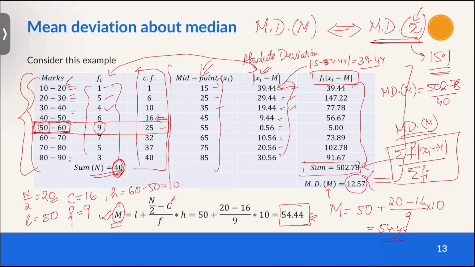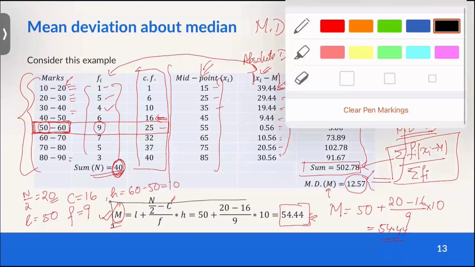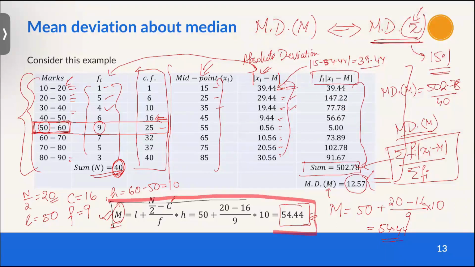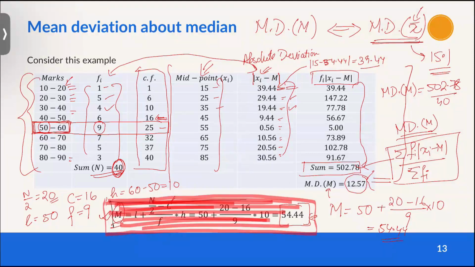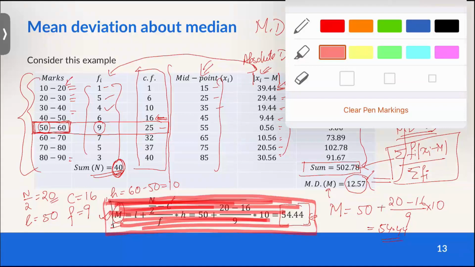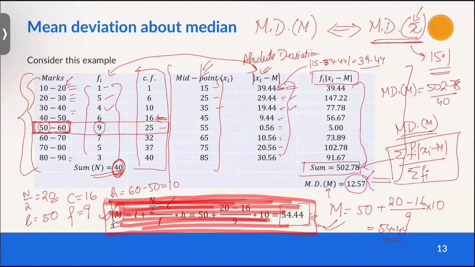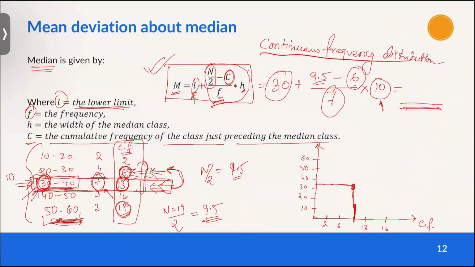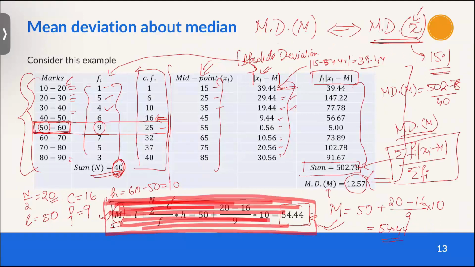So how did we calculate the median? We calculated the median using this formula. Okay. Sorry. We calculated the median using this formula. When you calculate the median using this formula, after that everything is the same. I think this doesn't look good. Okay, no problem, I have written it here also. So when you calculate the median, you go on to the next slide and calculate the absolute deviation, and then you calculate the summation of fi |xi minus M| by the summation of fi, and you will get the mean deviation.